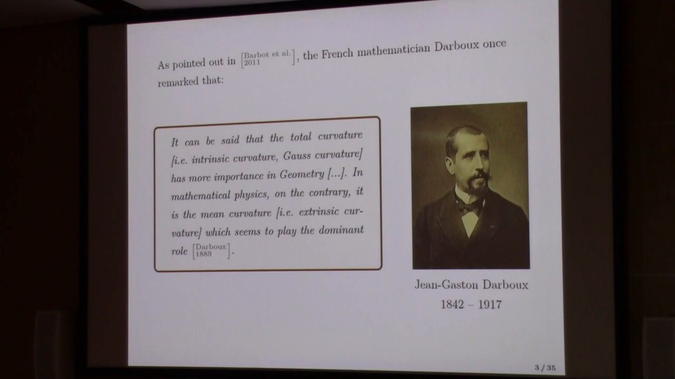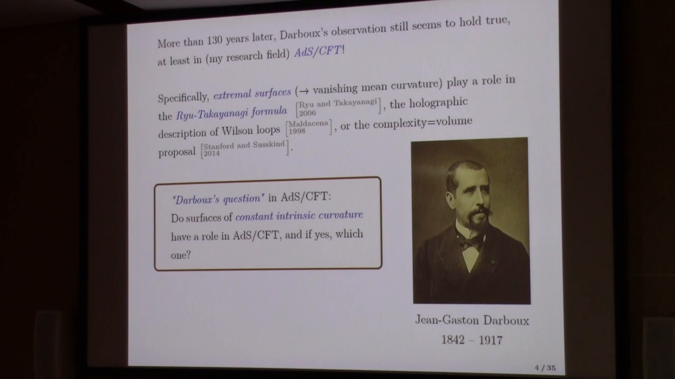This quote fascinated me because it is so long ago, and yet, at least in my specific research field, the AdS/CFT correspondence, this still holds true very clearly to this day. Specifically in AdS/CFT, it's extremal surfaces, which have vanishing mean curvature, that play very important roles in things like the so-called Ryu-Takayanagi formula, or other applications like the description of Wilson loops or the so-called complexity equals volume proposal. So I want to define what I'm going to call the Darboux question in AdS/CFT, namely, do surfaces of constant intrinsic curvature also have any role to play in AdS/CFT, and if yes, which one?